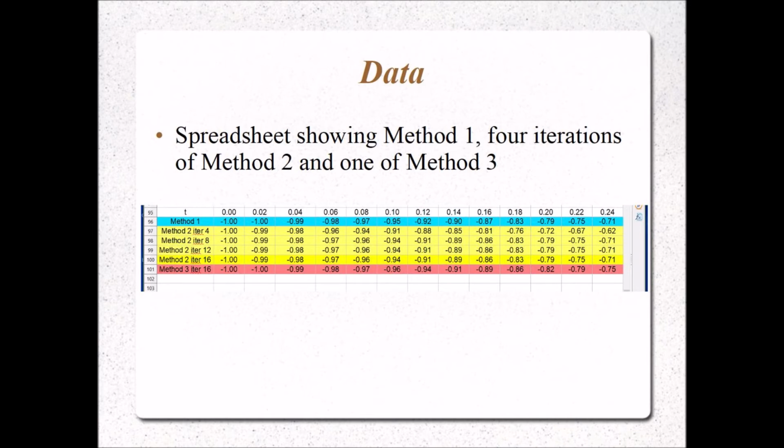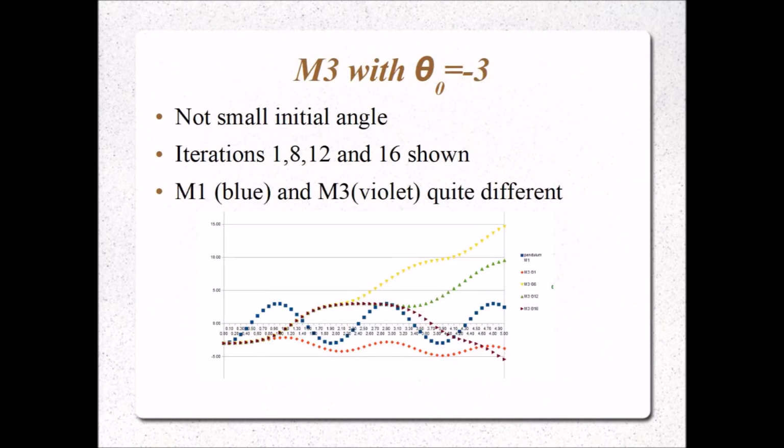Now recall that M1 assumed that the angle was small initially. If we do away with that assumption and take a larger angle, how does M1 compare with M3? For M3, let's take the initial angle theta sub 0 to be -3, so it's almost vertical. And let's look at the 1st, the 8th, the 12th, and the 16th iterations on M3. The graph here shows the M3 compared to M1, M1 being in blue, M3 being in violet. You notice that they're not even close to looking the same.